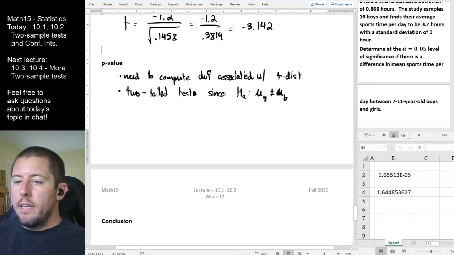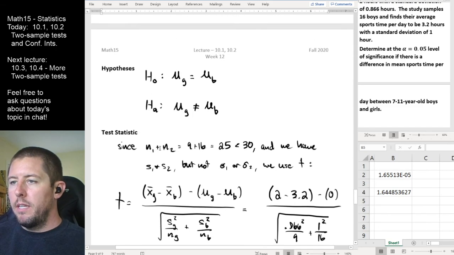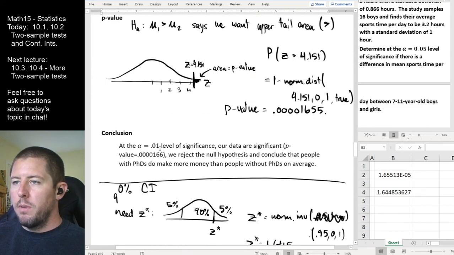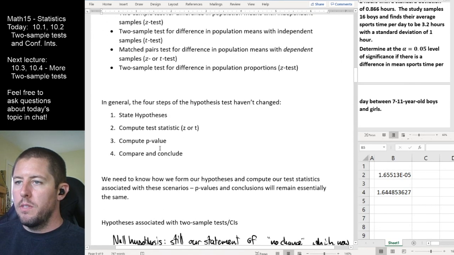I really need to compute my degrees of freedom first so that I can compute this probability. So I'm going to come back up and grab this whole formula so I can reuse it.